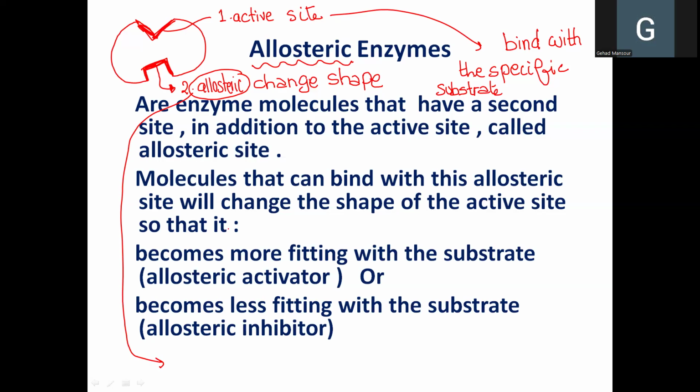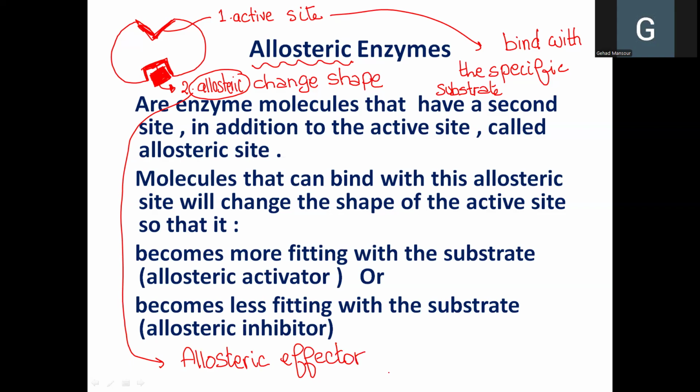But why do we want to change the shape of the enzyme? It depends upon the molecule that will bind with the allosteric site. That molecule that binds with the allosteric site is not the substrate. That molecule is the turn on or turn off button. That molecule is called what? That molecule is called an allosteric effector because it binds with the allosteric site and has a particular subsequent effect on the whole enzyme.